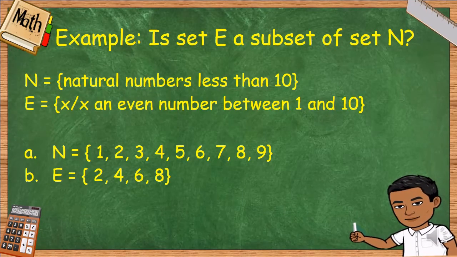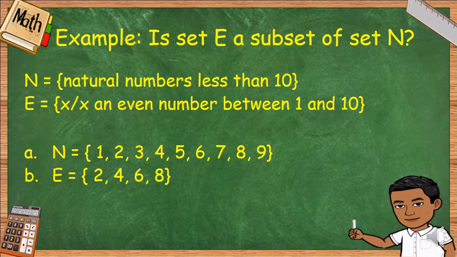Example, is set E a subset of set N? Given two sets, we have set N, natural numbers less than 10, and set E, set of even numbers between 1 and 10. So by listing down the elements of set N and E, malalaman natin kung subset nga ba si E ng set N. So sabi natin, in order to say that set E is a subset of set N, dapat every element ng set E ay elements din nung set N.